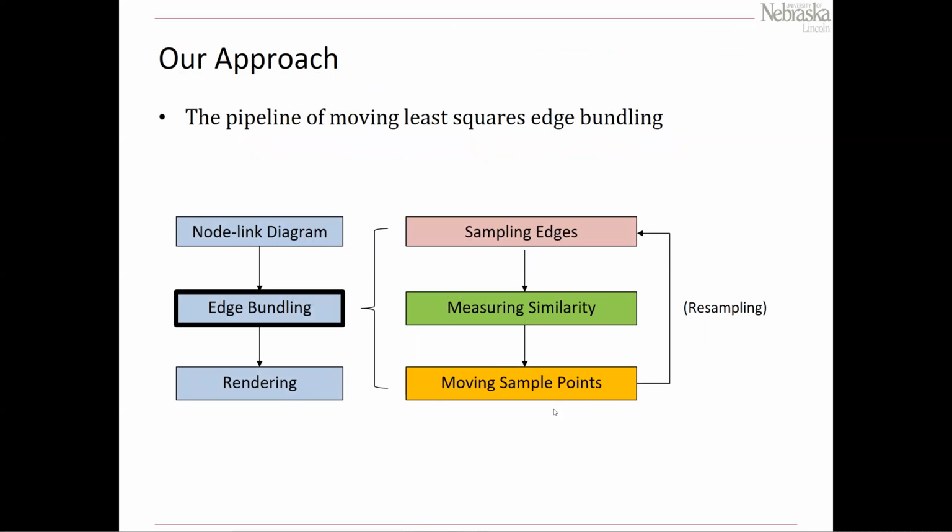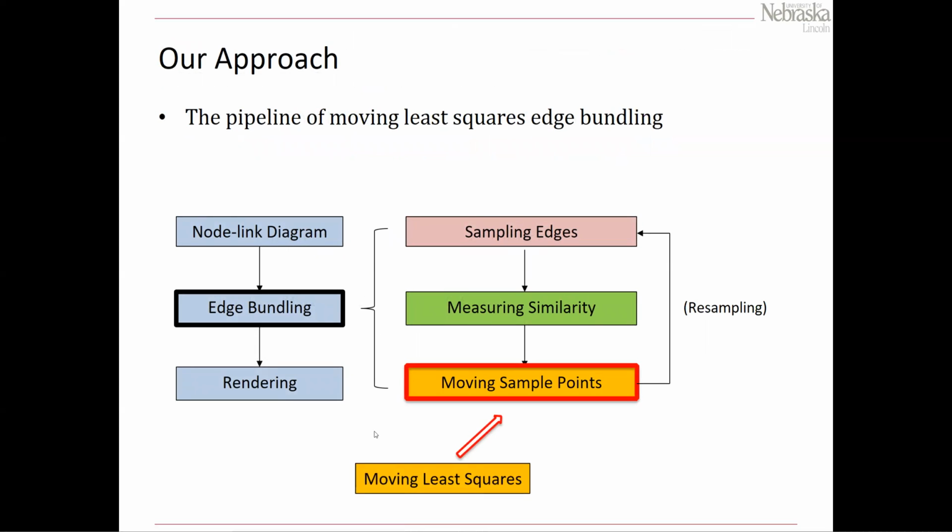Given the general pipeline of edge bundling, the innovation of our algorithm is to use moving least squares to move the sampling points to the new position. This new strategy can remove the step of resampling. In that case, we can reduce the complexity of edge bundling.